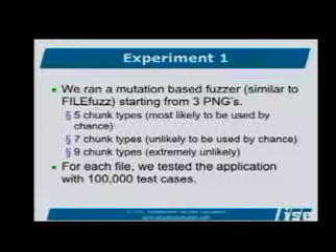So I started with 3 different files. One that had 5 chunks, which is sort of what you would typically find if you just randomly pick one. One that had 7, which you'd have to be pretty lucky to find, and then the one that had 9. So that one you'd have to play the lottery to win. And for each of these, I used something basically like file fuzz to generate 100,000 test cases.